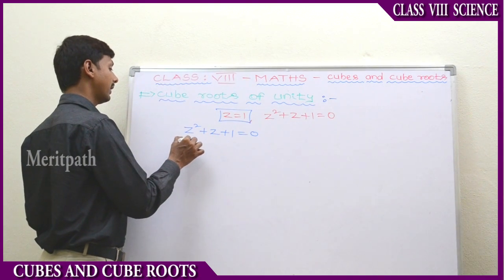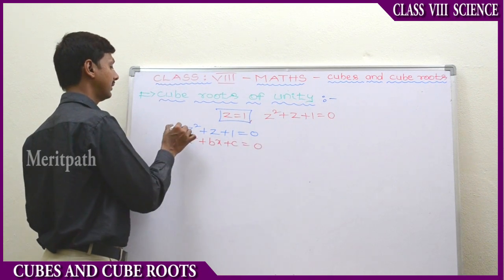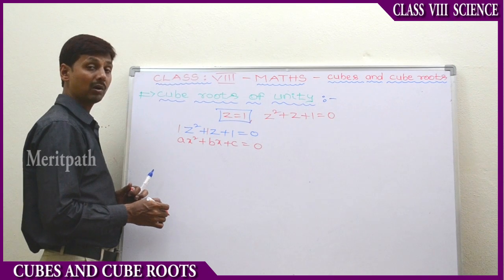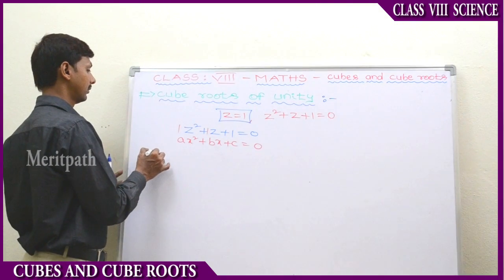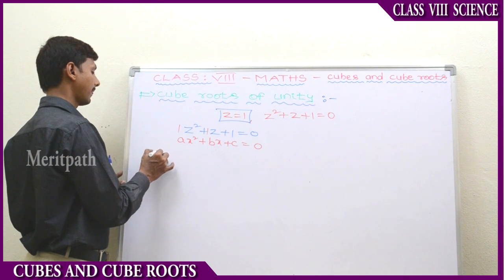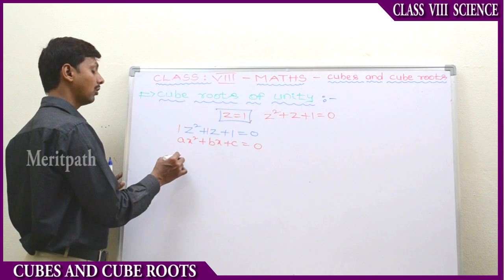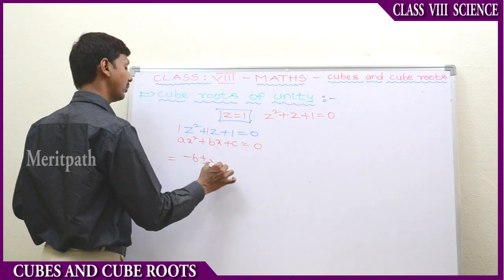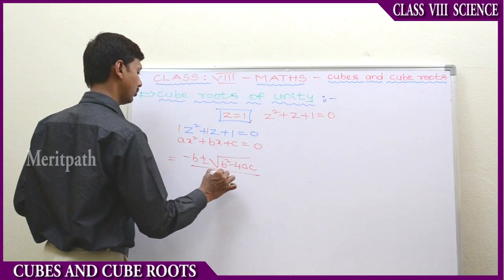The quadratic equation is ax squared plus bx plus c is equal to 0. Here the coefficients are 1, 1 and 1. The roots of a quadratic equation are x is equal to minus b plus or minus the square root of b squared minus 4ac, divided by 2a.